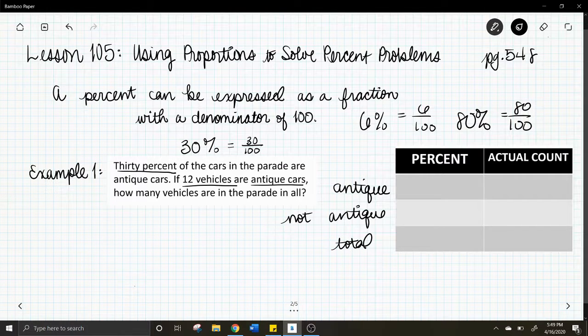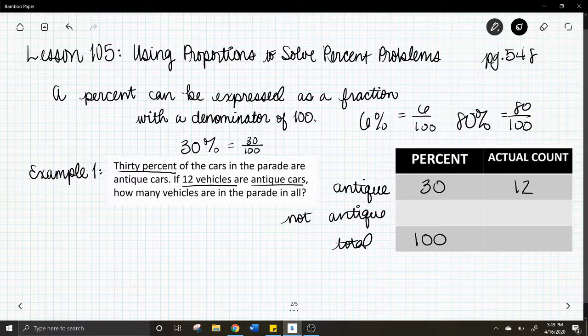Right now what we know first is that 30% of the cars are antique. In the antique row, I'm going to put 30%. Hope you can hear me over that motorcycle. And then our total percent is 100. The other thing I know is the actual count of antique cars, 12. And then what we're looking for is the total.